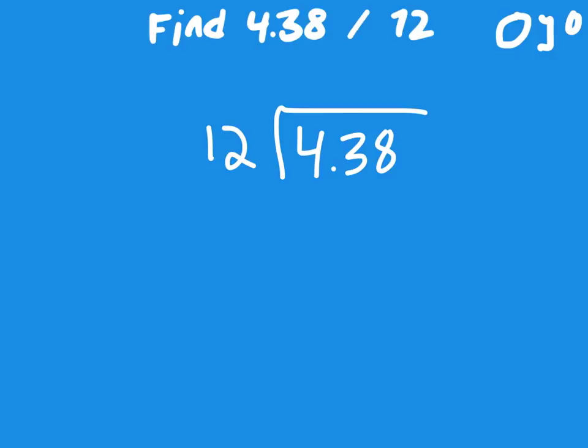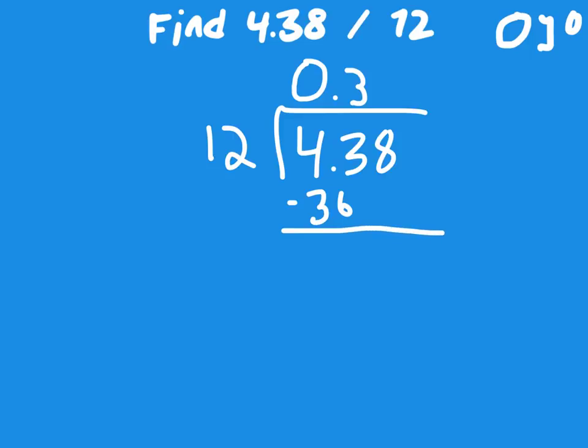So the first thing that I'm going to do is I'm going to put my decimal point up top and then I'm going to start. 12 does not go into 4. So just to keep my place, I'm going to put a 0 there. It's not necessary, but I'm going to put it anyway. 12 goes into 43 a total of 3 times, and 12 times 3 is 36.